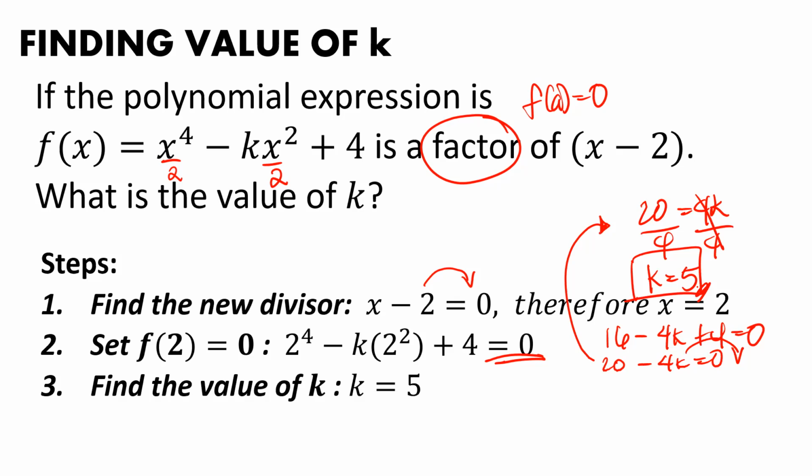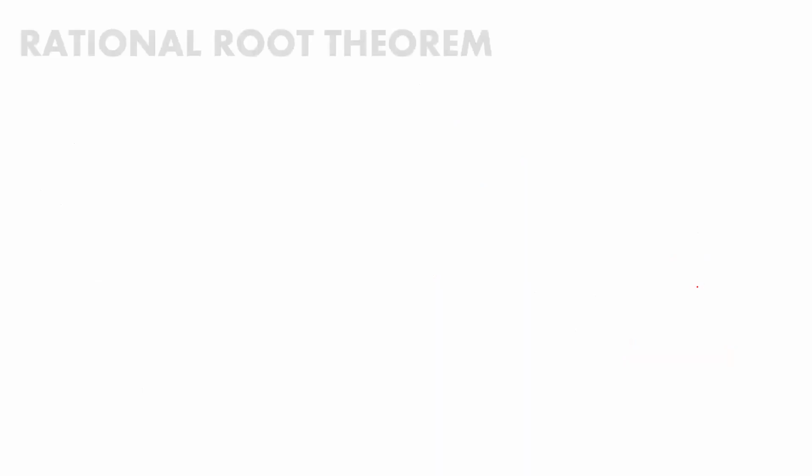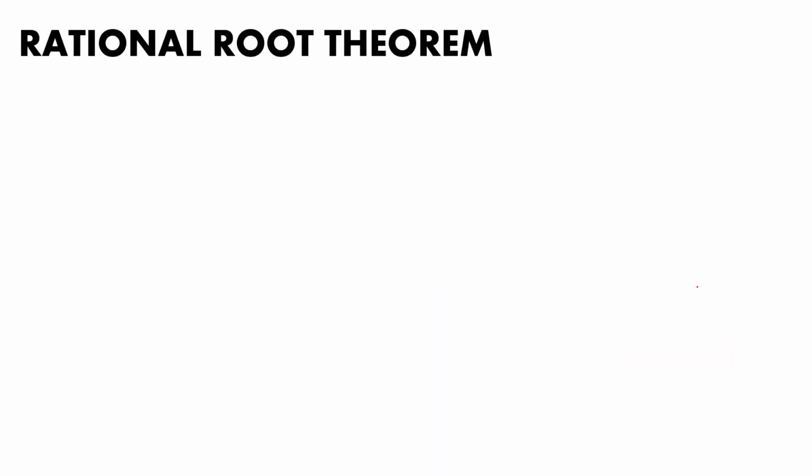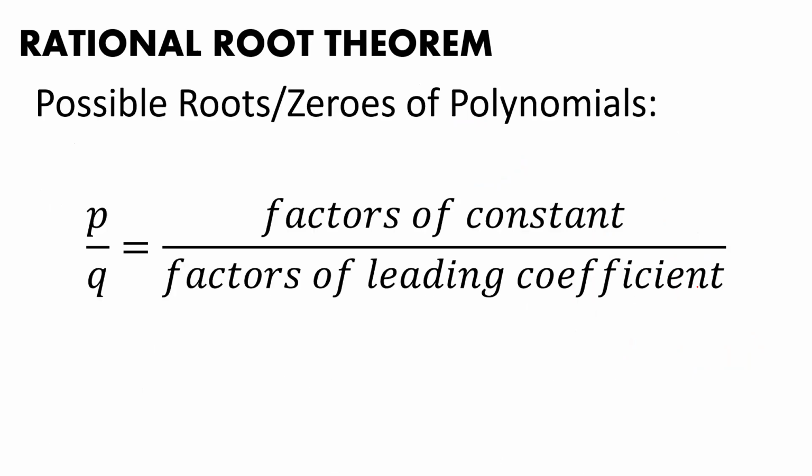Okay, next topic. After this, we will have our rational root theorem. This is for the possible roots or the possible zeros of polynomials. From the formula P over Q, take note, P stands for the factors of the constant, and Q is the factors of the leading coefficient. The constant has no variable with it. The leading coefficient is the one attached to the higher exponent, or the degree of our polynomial.